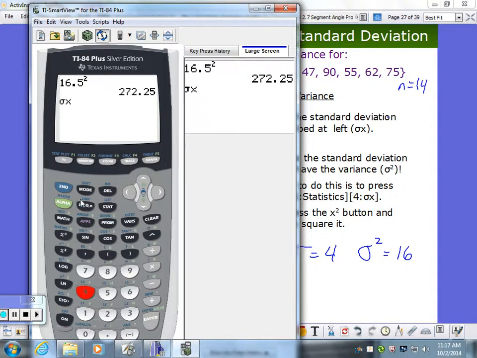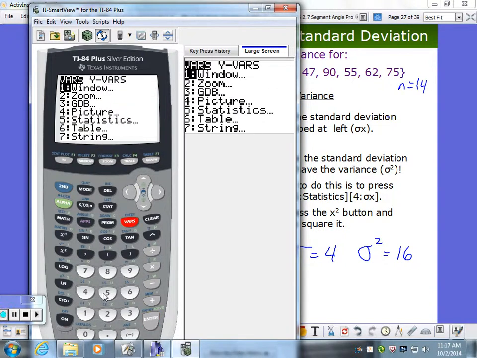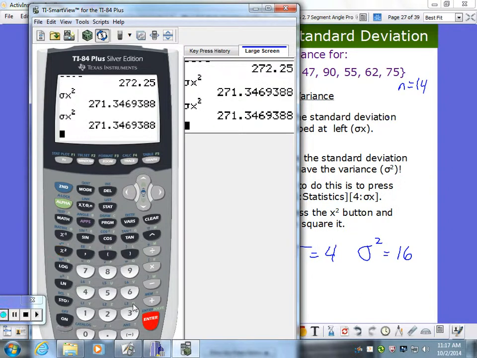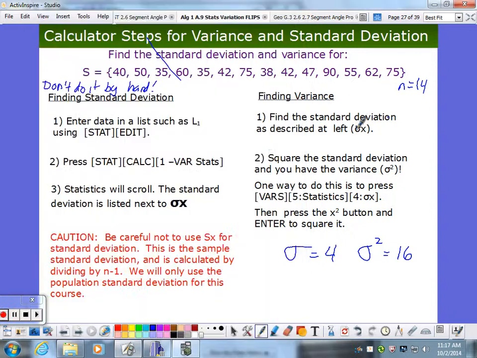And then I can square that, and I'm getting a more precise variance. So when I find variance, I press vars, I press number 5, I press number 4, and I square it, press enter, I found variance. If that is way too much to remember, you can use the approximation and square that as well. It just won't be exact or as close. Make sense? Questions?